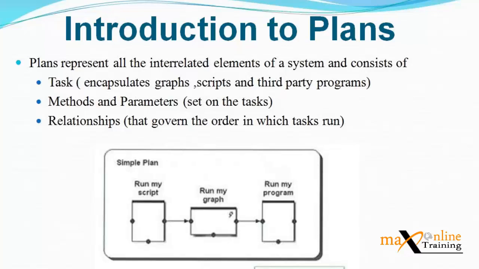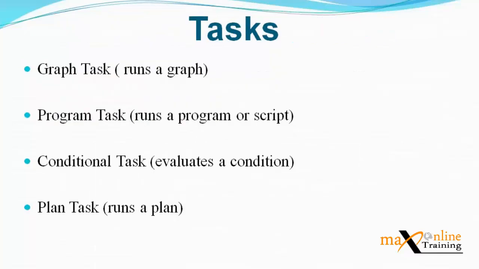In the plan window, you can see I have one script task and then one graph task and then one program task. These are the different tasks that are available to create in your plans. Graph task will run a graph. Program task runs a program or script. Conditional task evaluates a condition and then chooses which branch to execute. And then we have plan task. It runs a plan within a plan.